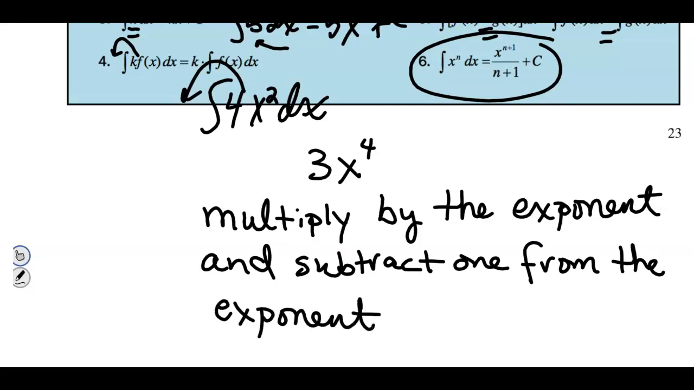To integrate or to find an antiderivative, you do it in reverse and the opposite operation. So instead of subtracting 1 from the exponent, guess what we're going to do first? Add 1 to the exponent. That's what this is saying. Instead of multiplying by that exponent, guess what we're going to do? Divide by that exponent. So it's an inverse move.